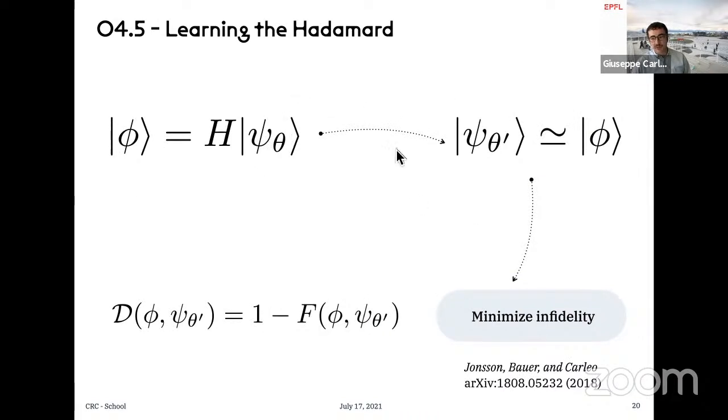And then that's what we do as always. So we take this exact state phi that you generate after acting with the Hadamard. So notice that H now is the Hadamard, not the Hamiltonian, but okay, this should be clear from the context. And then what you try to do is approximate this phi, the exact state, with another neural network with parameters theta prime. Okay, so you want to approximate this, and we do that as we were doing in the case of dynamics. So we minimize the infidelity, so the fidelity between phi and theta prime, as a function of theta prime.